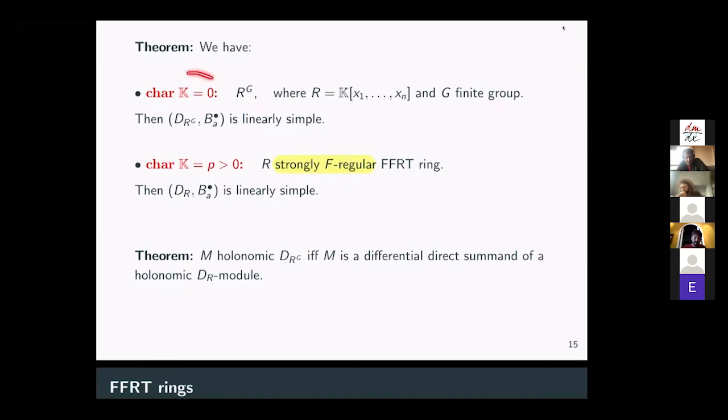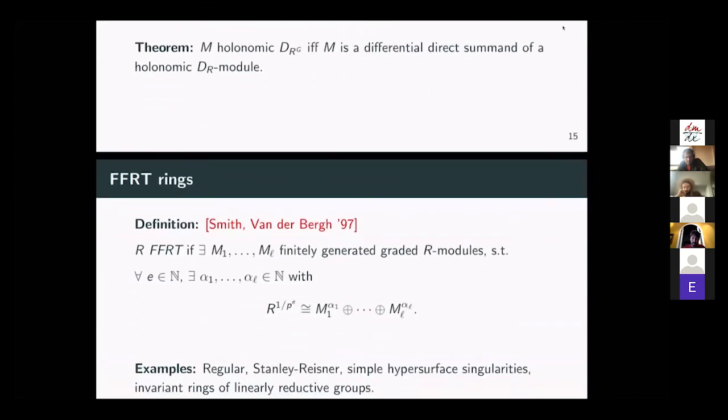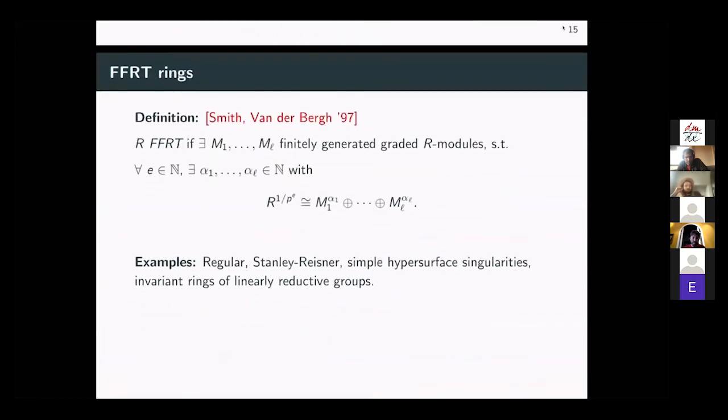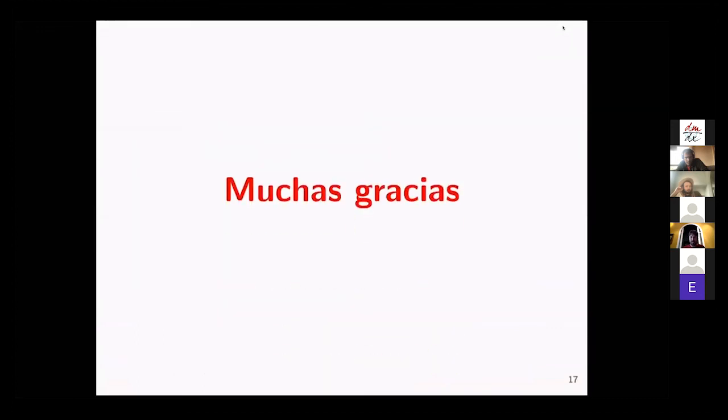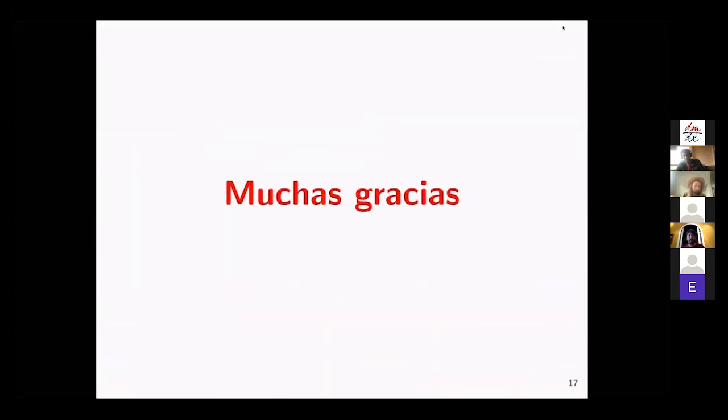And in the characteristic 0 case, we have this extra result that I don't want to explain the meaning of differential direct sum. And just for the record, this notion of FFRT rings was coined by Karen Smith and Michel van den Bergh, and it depends on this decomposition. Okay, so I want to stop here and say thank you.